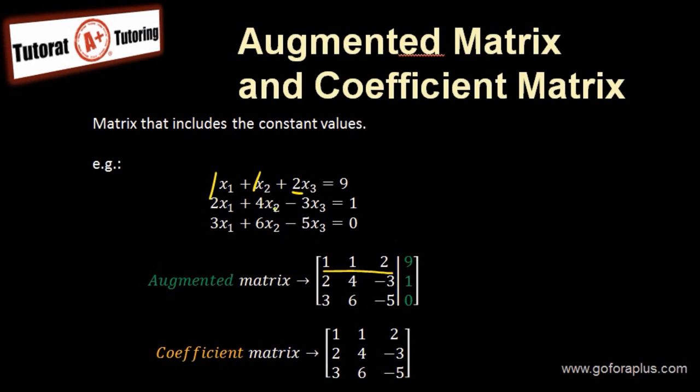Second row, 2, 4, minus 3. And the constant value 1. Last row, 3, 6, minus 5, and 0. Now this is what we call an augmented matrix. Now, a coefficient matrix is basically without all the constant values. So that's the coefficient matrix.